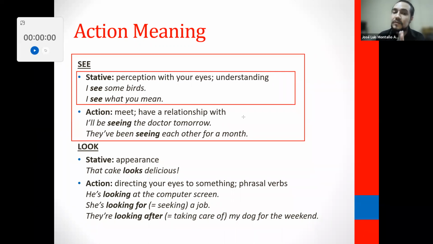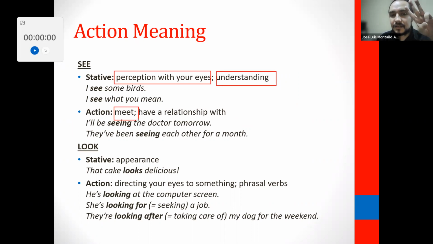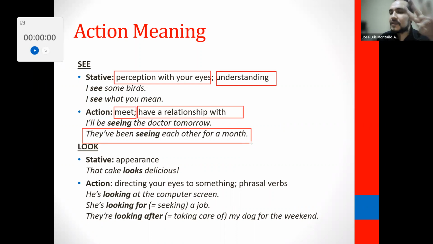So let's also work this in some examples, please. Here you have very clear examples to use, Evelyn and Astrid. Again, if you have questions, let me know, but it's going to be the same. Four examples: one example in the stative form for perception, one example for understanding, one example for meeting, and the last example for having a relationship. Here you don't have a lot of variety with have a relationship with. Your examples are going to be very similar to this example, but it doesn't matter.